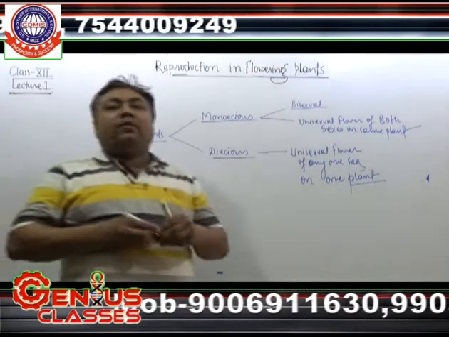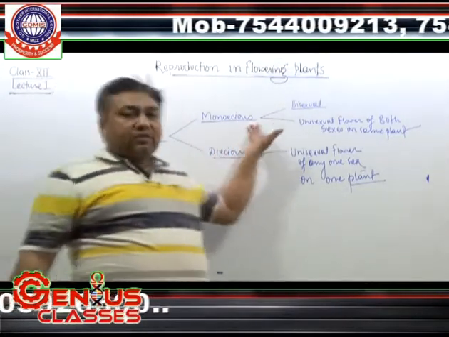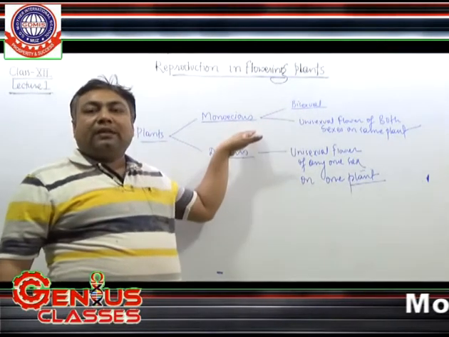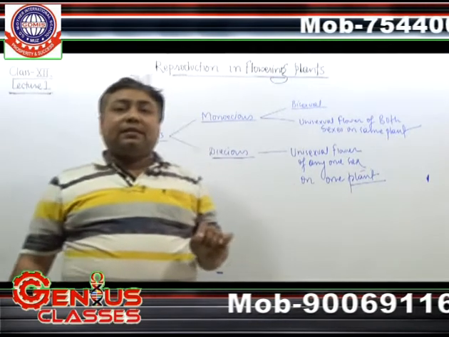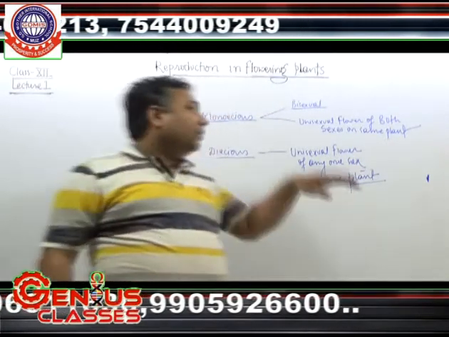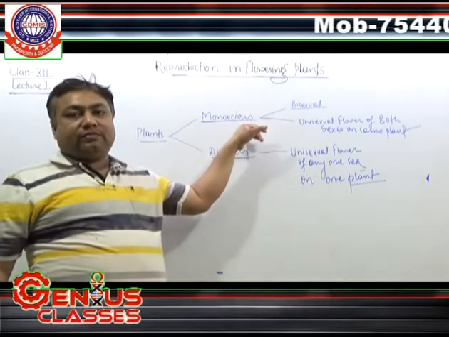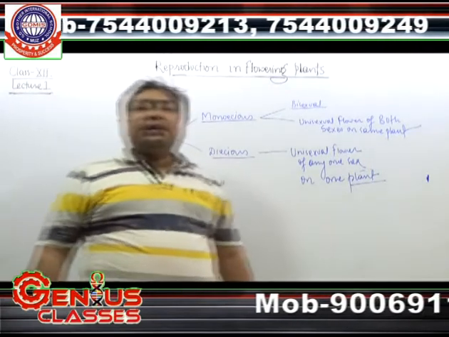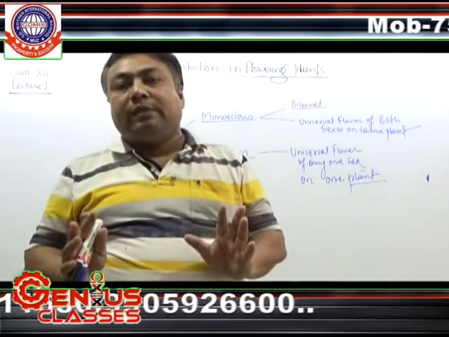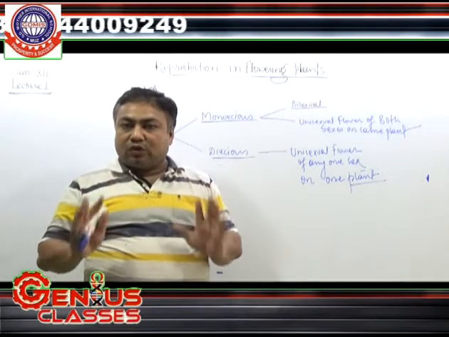So a flower can be unisexual or bisexual. In monoecious, if the flower is bisexual, then the bisexual flower will make that plant monoecious. But if unisexual flowers are present, then unisexual flowers of both sexes will be present on a single plant. In such a condition, that plant is also known as monoecious. The second example is, on one plant, only one type of unisexual flower will be present. So I think this topic is clear to all of you.